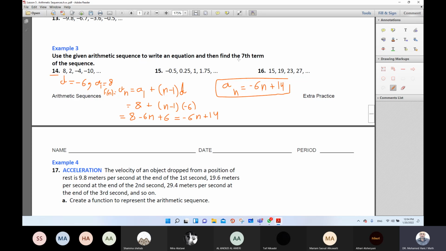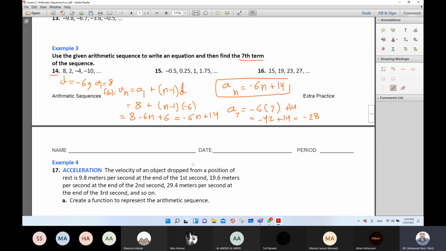Now find the seventh term. So the value of N now equals what? Equals 7. A7 equals negative 6 times the value of N, which is 7, plus 14. Negative 6 times 7 will be negative 42, plus 14, equals negative 28.